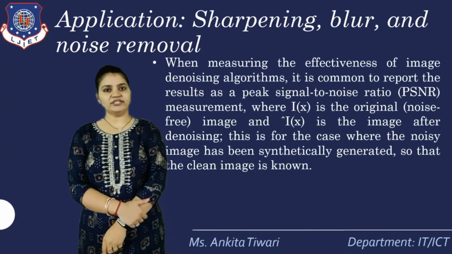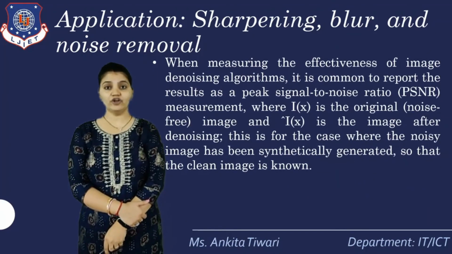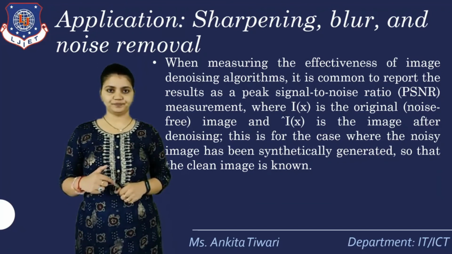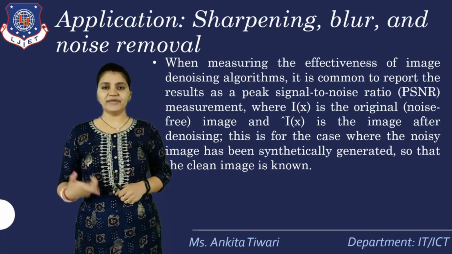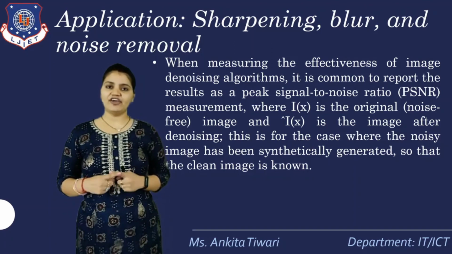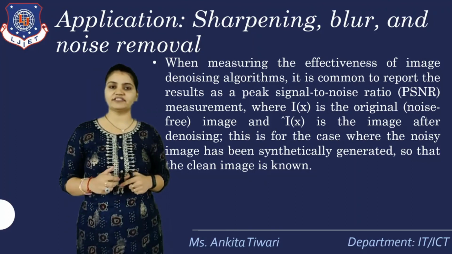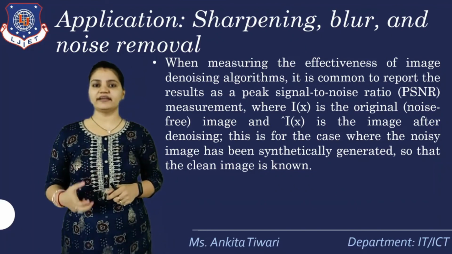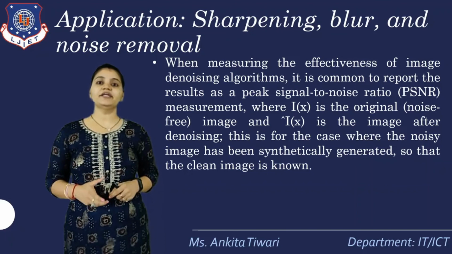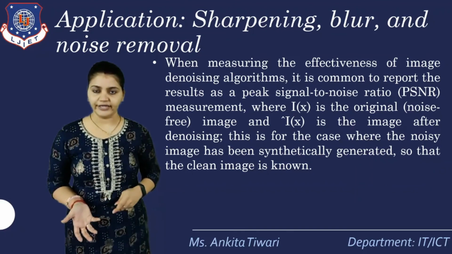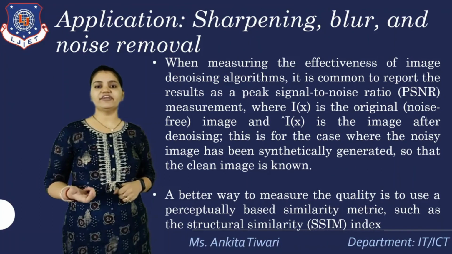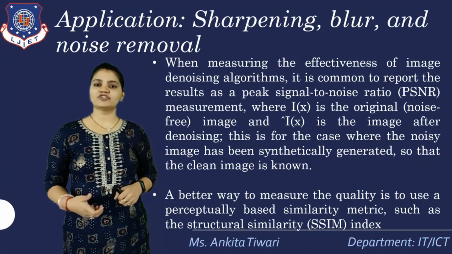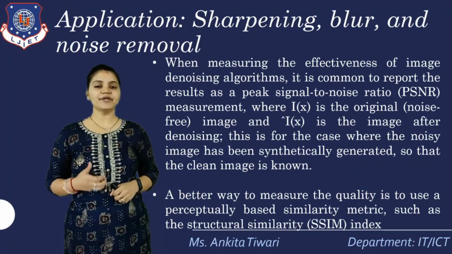While measuring the effectiveness of image denoising algorithms, it is common to report the result as a peak signal to noise ratio, which is defined in noise as well. In this measurement, I of x is the original image and I dash of x is the image after denoising. This is for the case where the noisy image has been synthetically generated, so that the clean image is already known. A better way to measure quality is to use a perceptually based similarity metric such as the structural similarity, SSIM, index.